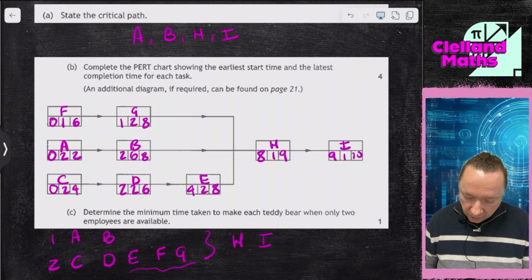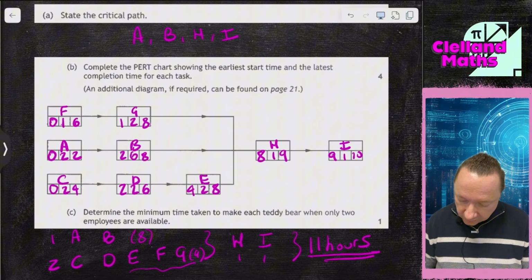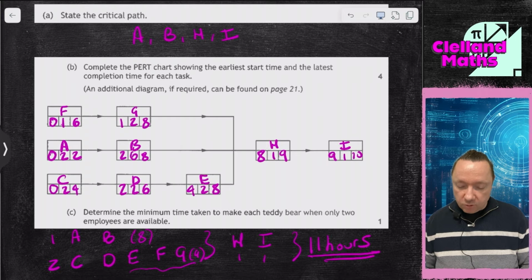So if you look at your durations, A and B become, that's 8 hours. But C, D, E, and F is 2, 4, 6, 8, 9 hours. And then you've got 1 and 1 for each of them. 9, 10, 11. So it's 11 hours. It doesn't matter how you divide that up, it's always going to be 11 hours for 2 employees.